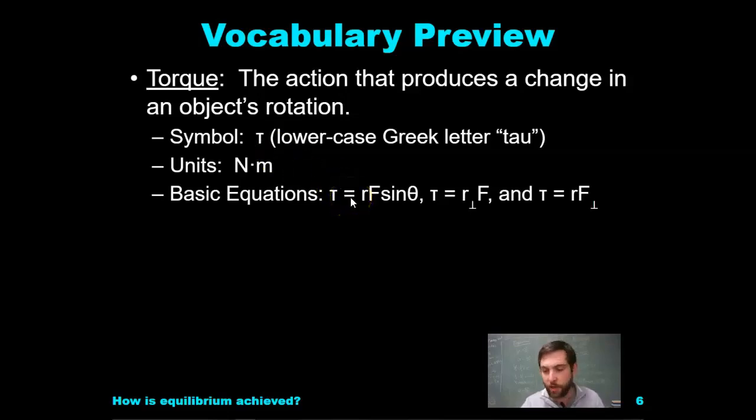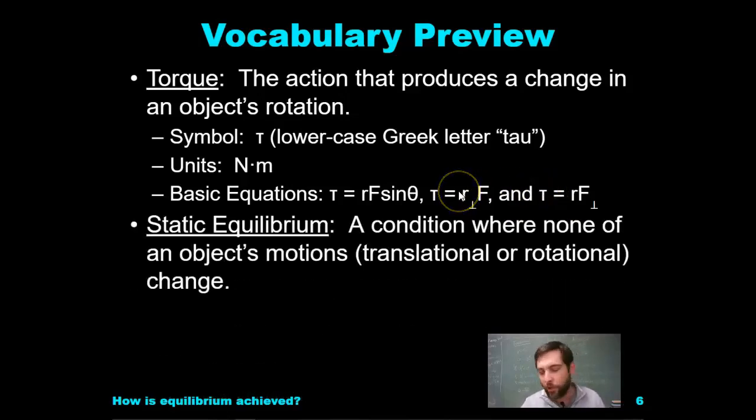Basic equations. I gave these to you in the last sneak peek video. That is tau equals R times F times sine theta, or torque equals R, which is perpendicular to F, and tau equals R times F, that is perpendicular to R. We'll talk more about that.